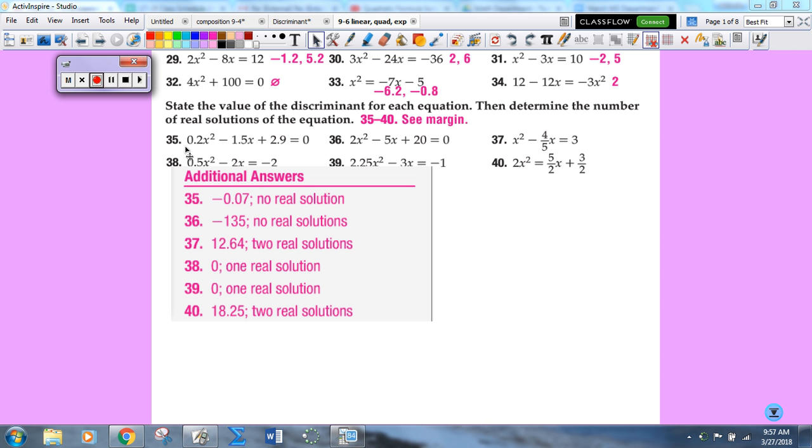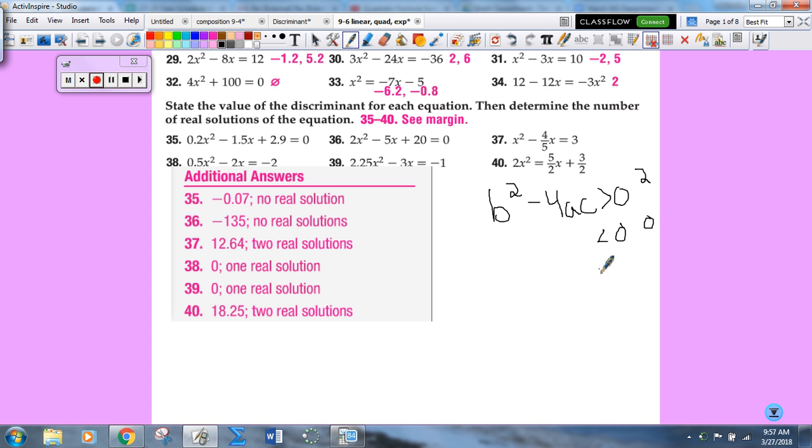I think doing 35 through 40, we're really just focusing on that b squared minus 4ac, which is the discriminant. If it's greater than 0, there's 2. If it's less than 0, there's none. And if it equals 0, there's one solution. So if we look here, they told us what b squared minus 4ac equals, and therefore the number of real solutions.